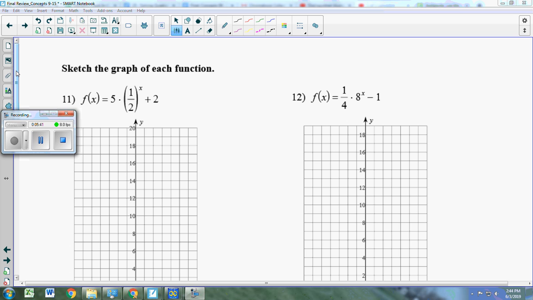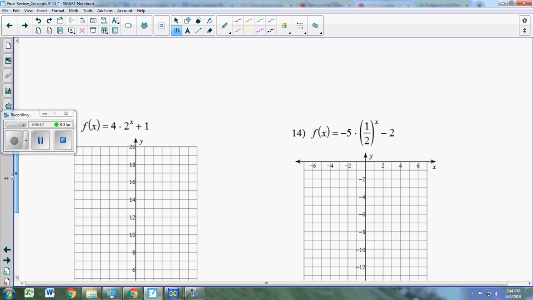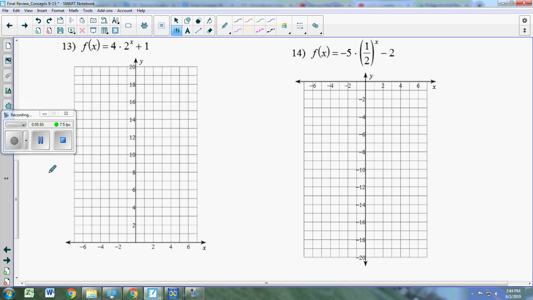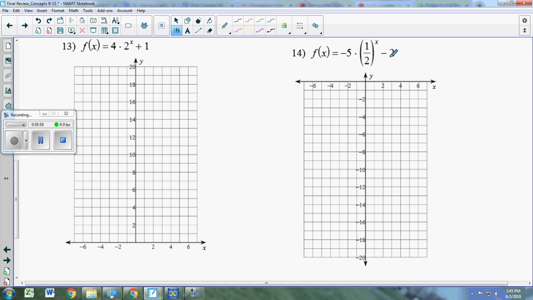All right, on to page 2. Here is graphing an exponential function. Okay, we're going to check out number 14. So number 14, the first spot that we would like to start at is the asymptote. And that's what's being added or subtracted on the outside. Okay, in this case, it's a minus 2. So that is the asymptote.